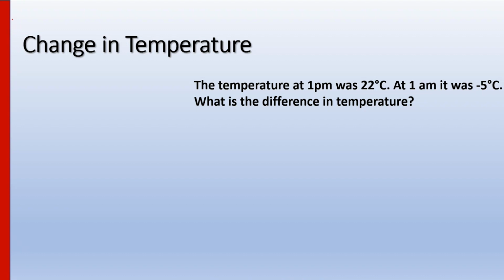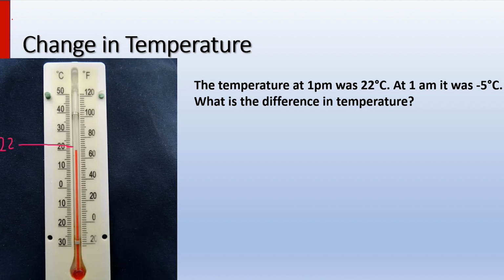So here's our thermometer. We have 22 degrees, which as you can see is above the zero, and we have minus 5, which is below zero. And then when we do our calculation, we look at the numbers that are above zero. So here we've got 22, and below we have got 5 degrees. So to find the difference in temperature, what we would do is add the two together, 22 add 5, which gives our difference in temperature as 27 degrees C.